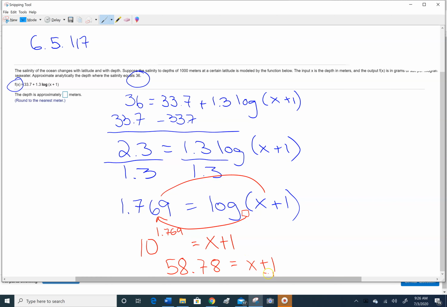Now to get x by itself, you subtract 1, and x is equal to 57.78, and the instructions say to round to the nearest meter, so the depth is approximately 58 meters. So you need to solve the log equation here.